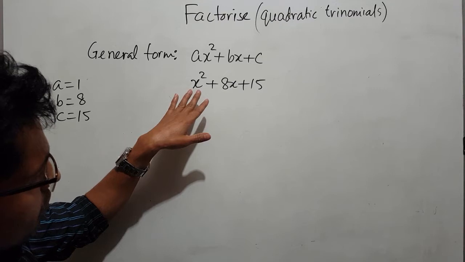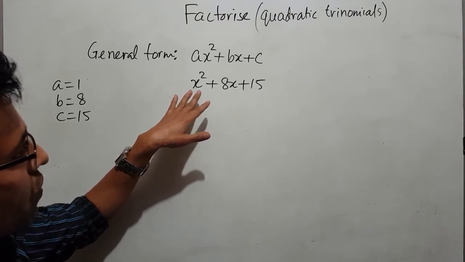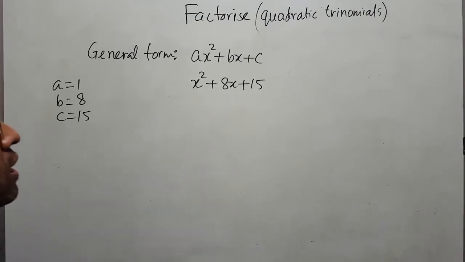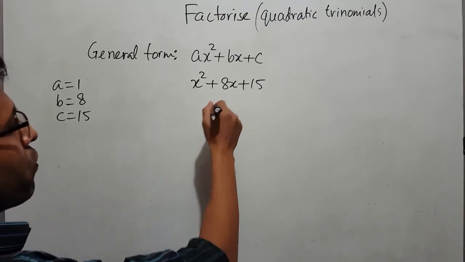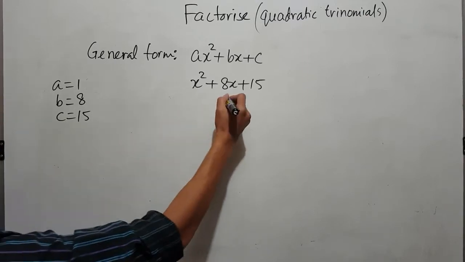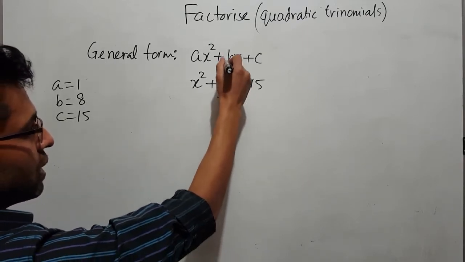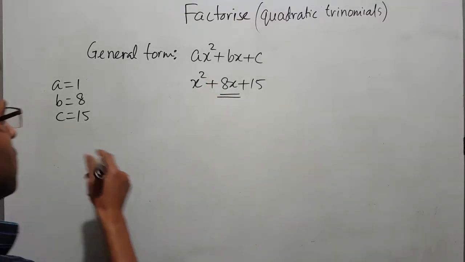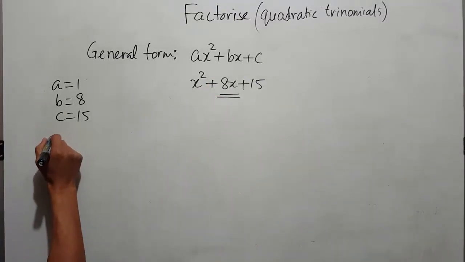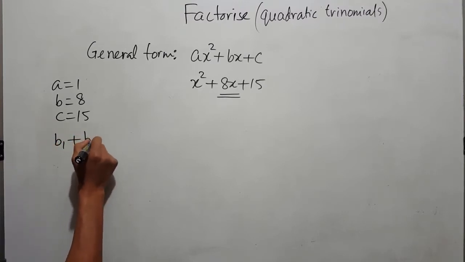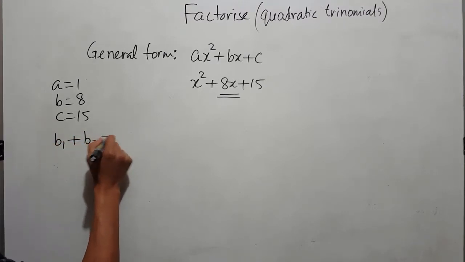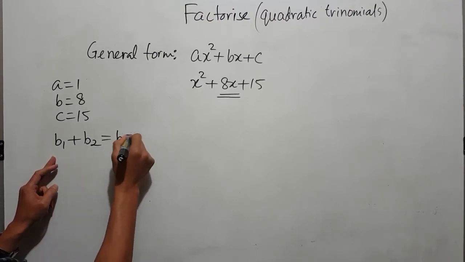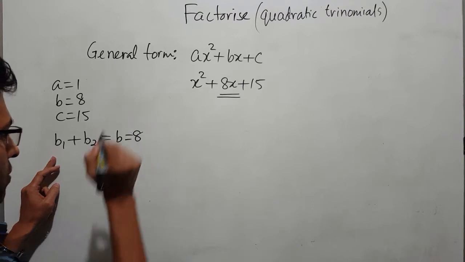Now, when we need to factorize this sort of expression, very importantly, we need to break the component b into two components. So b would be b1 plus b2. I am breaking b into b1 plus b2. In this case, b is 8.